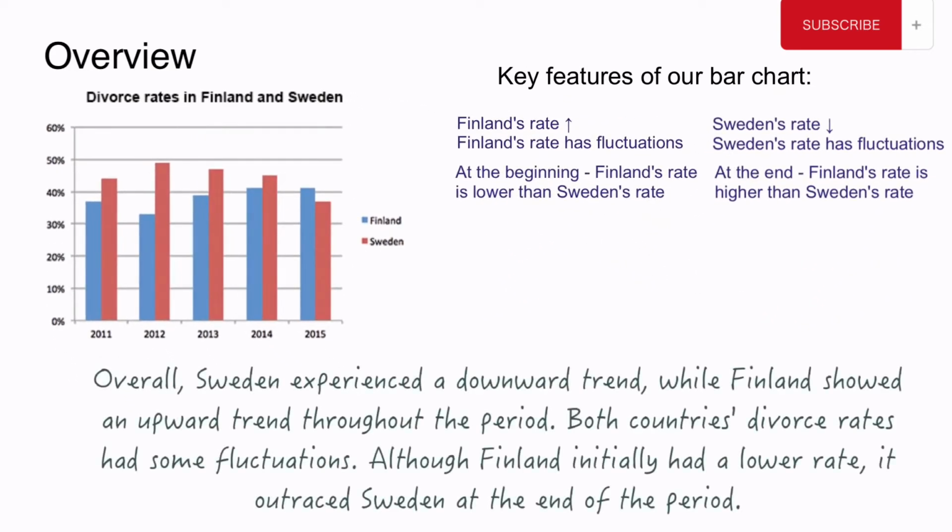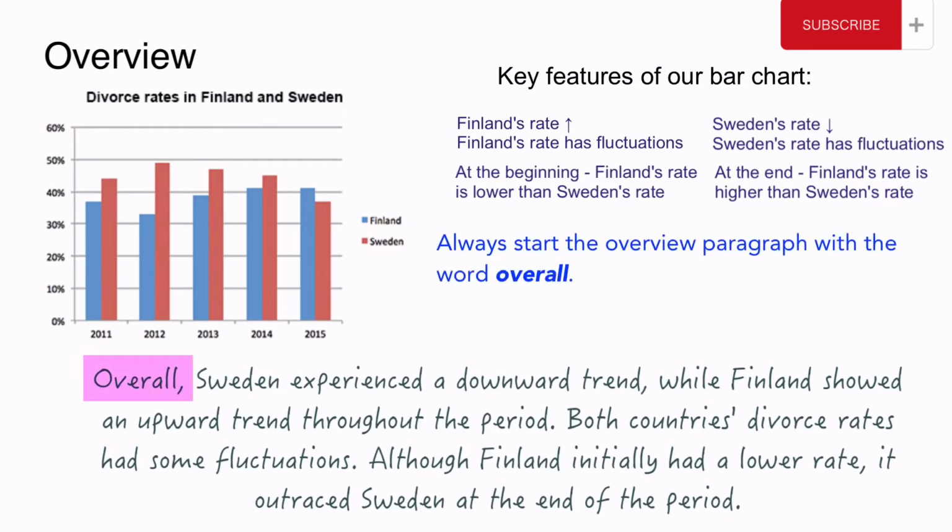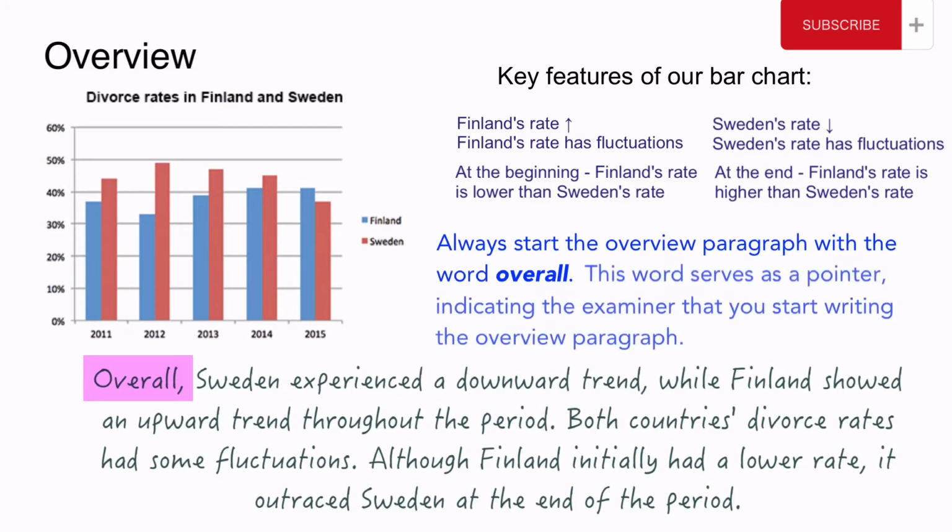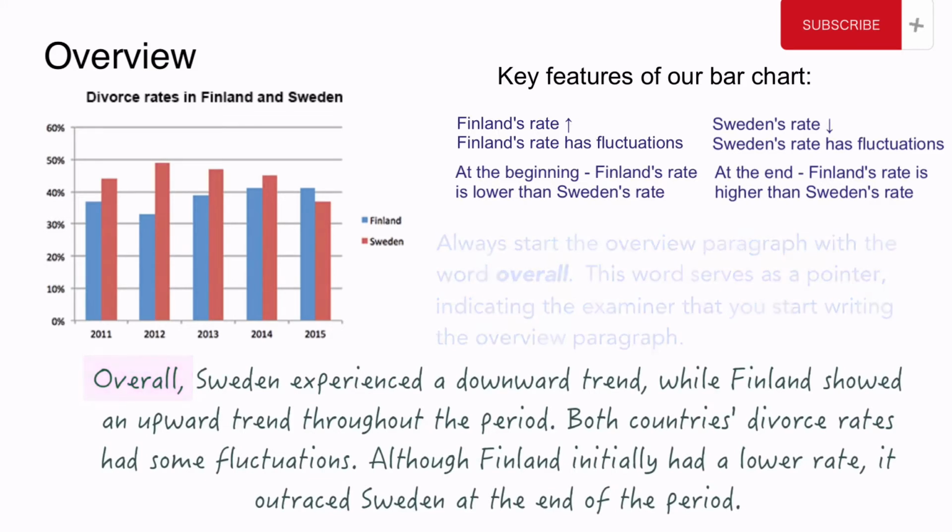Overall, Sweden experienced a downward trend, while Finland showed an upward trend throughout the period. Both countries' divorce rates had some fluctuations. Although Finland initially had a lower rate, it outraced Sweden at the end of the period. You can see that the first word I use is the word overall. Always start the overview paragraph with the word overall. This word serves as a pointer, indicating to the examiner that you start writing the overview paragraph.